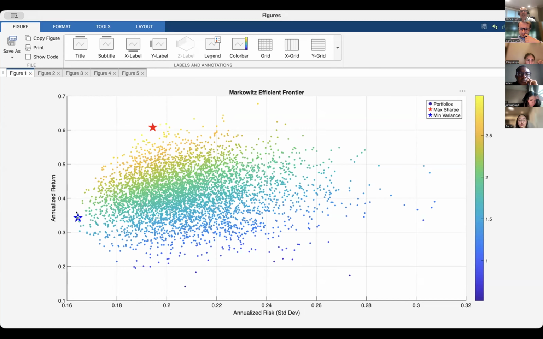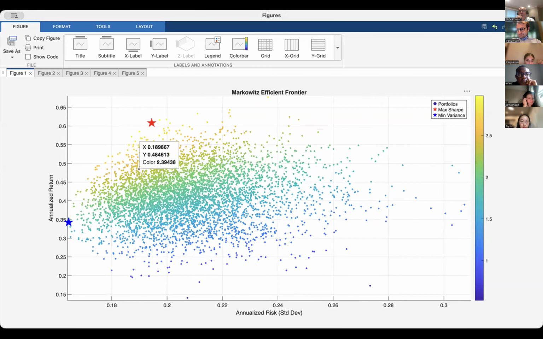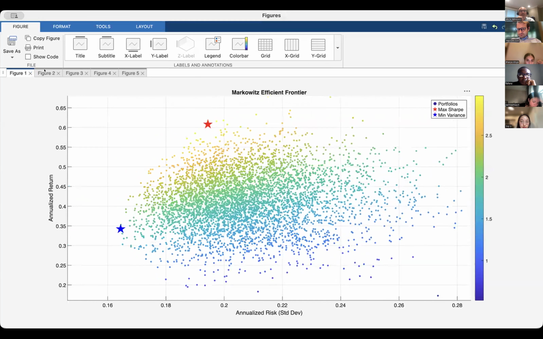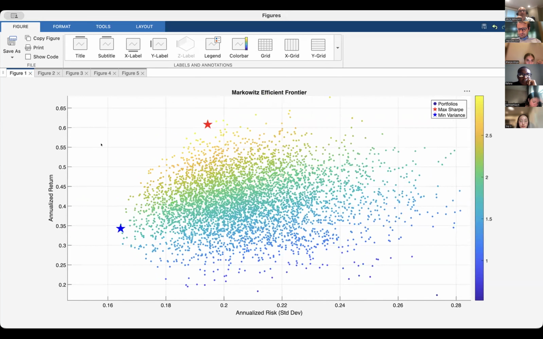But actually, this picture didn't draw the entire efficient frontier, I think. No, it doesn't. But you more or less see the graph. That's right. Yeah, that's perfect. Okay, let's move.